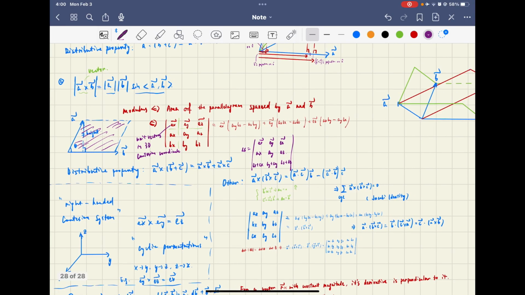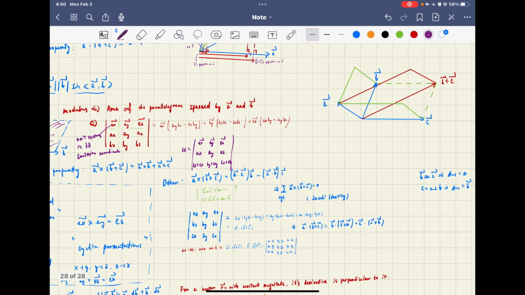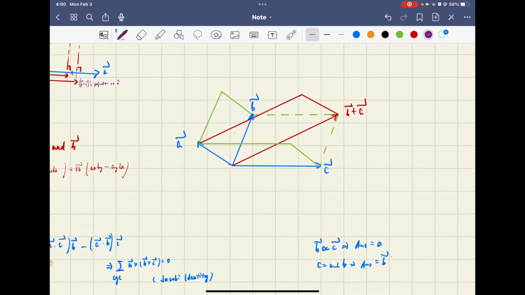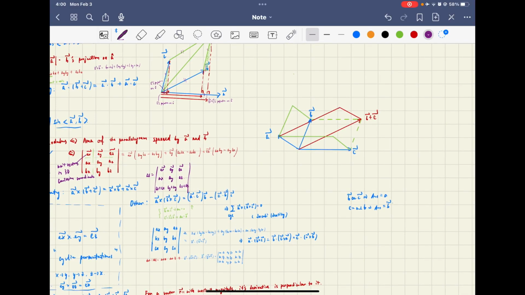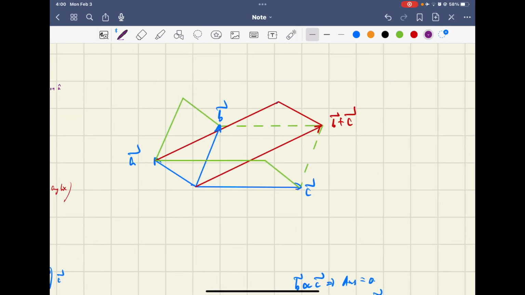So using the geometric significance, we can also prove this property. Look here. On the left side, we have the cross product between the vector A and the sum of B and C, which is exactly the area of this big red parallelogram here. We need to prove that this area is equal to the sum of the area of this parallelogram and the parallelogram spanned by A and B. That's what we're trying to prove here.